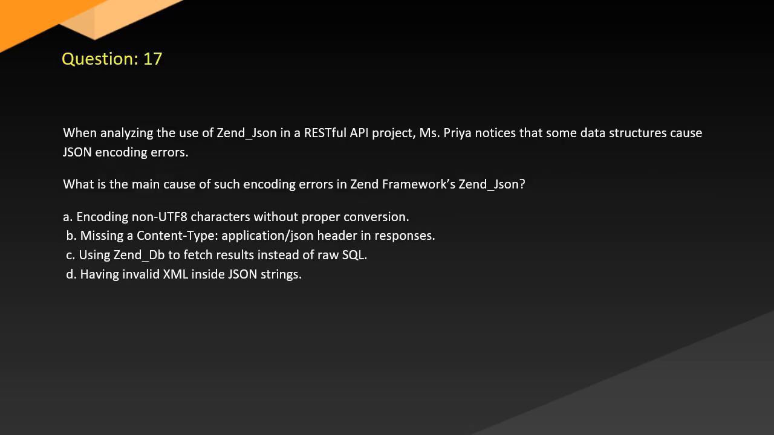Question 17. When analyzing the use of Zend JSON in a RESTful API project, Priya notices that some data structures cause JSON encoding errors. What is the main cause of such encoding errors in Zend Framework's Zend JSON? A. Encoding non-UTF-8 characters without proper conversion. B. Missing Content-Type: application/json header in responses. C. Using Zend DB to fetch results instead of raw SQL. D. Having invalid XML inside JSON strings.